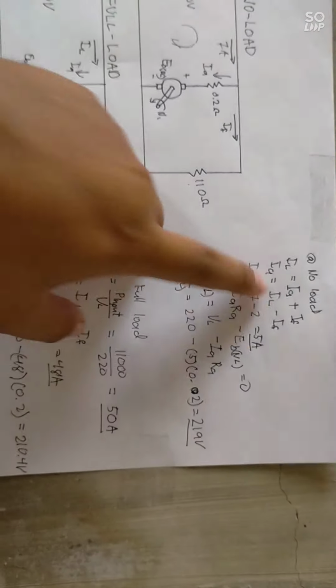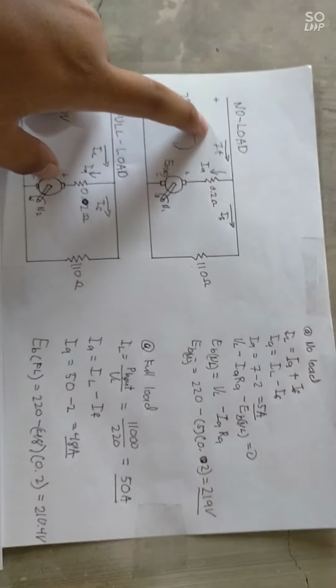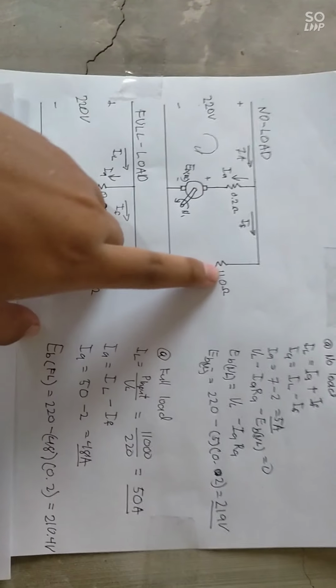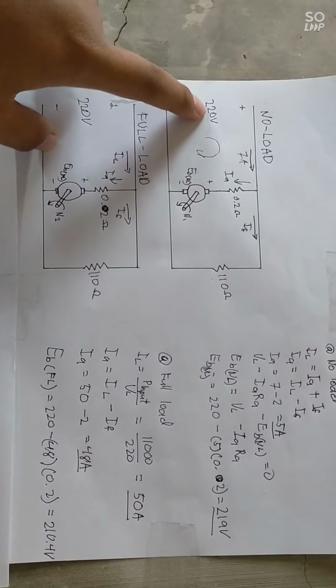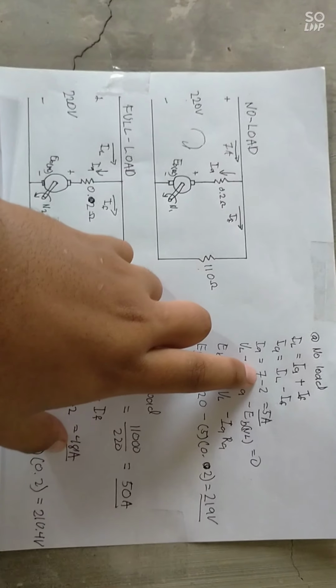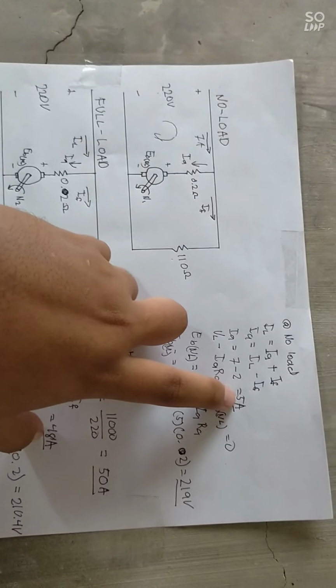Since we already have IL, which is 7, we only need to get IF. To get IF, we divide 110 into 220. So we get the answer 2. So 7 minus 2, IA is 5 ampere.